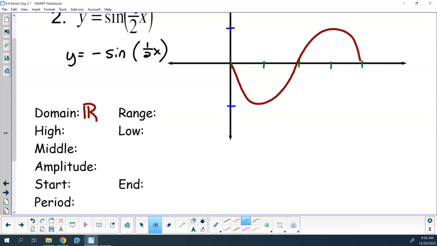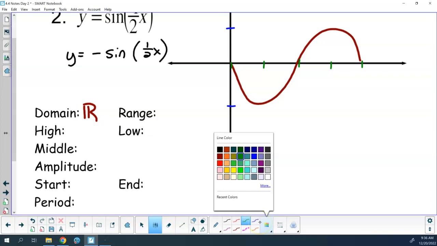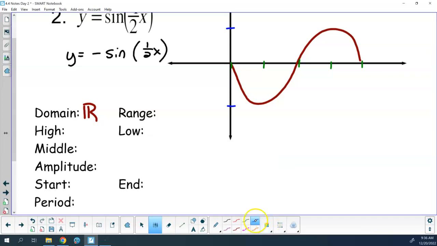What is the middle of this function? 0. What is the amplitude of this function? 1. Which means it goes how high and how low? Up to 1, down to negative 1. Right?